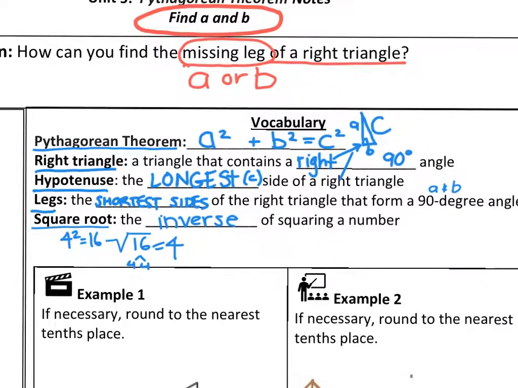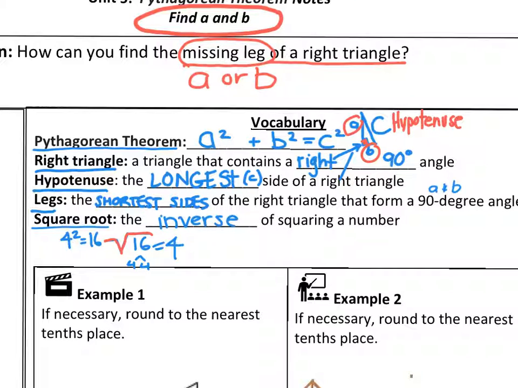Our right triangle always contains a right angle, and in this case, you'll see it here as I color in that little red box. Our hypotenuse is always the longest side, so C is always the hypotenuse. Remember, it's a Greek word having to do with the fact that this hypotenuse is always slanted. The shortest sides are our legs, that would be A and B are always our legs, and then inverse of a squared number is a square root.